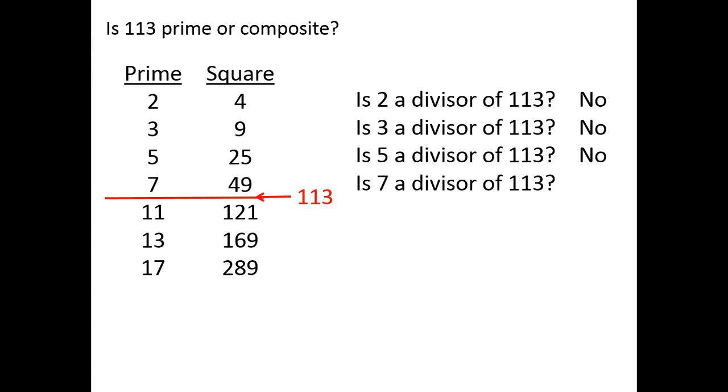And then does 7 divide into 113? Let's see if I mentally do my cross out double subtract rule. Cross out 3, double it, I get 6. 11 minus 6 is 5. Nope, can't divide that by 7, so that would be no. So we've tested every prime number that we need to test to see if we have any other prime factors of 113. So the bottom line is 113 is a prime number.